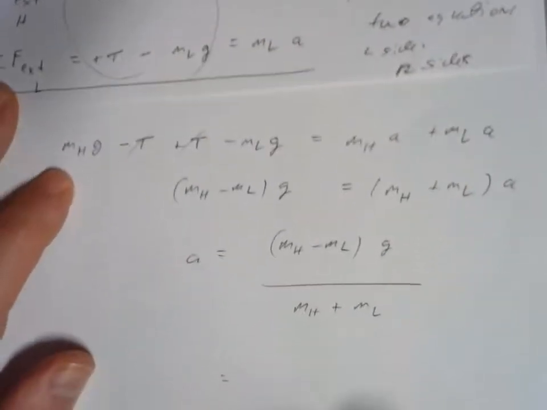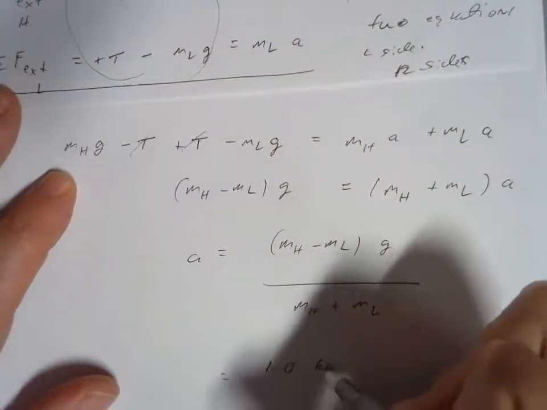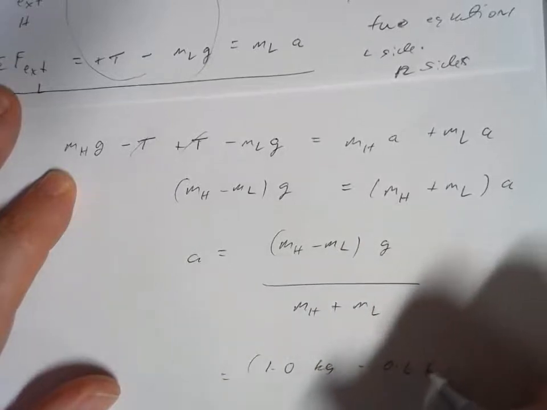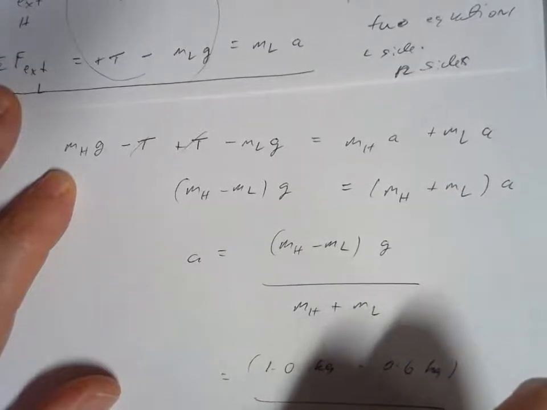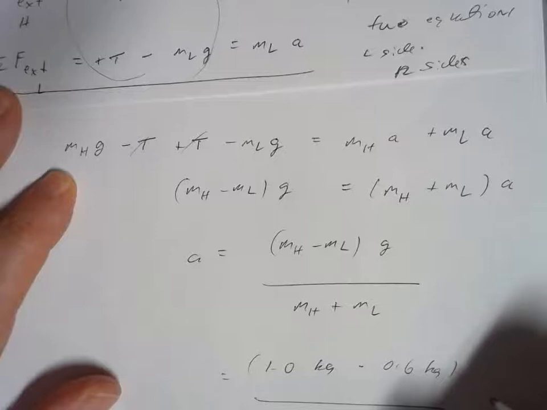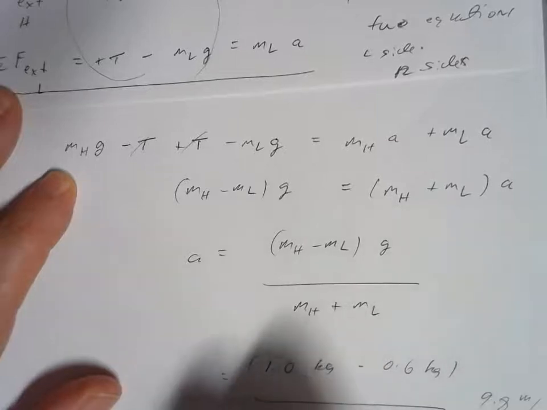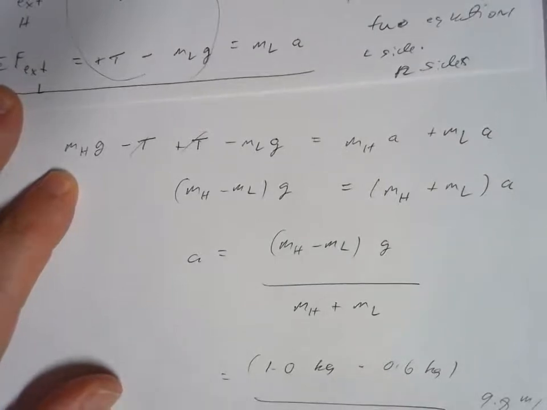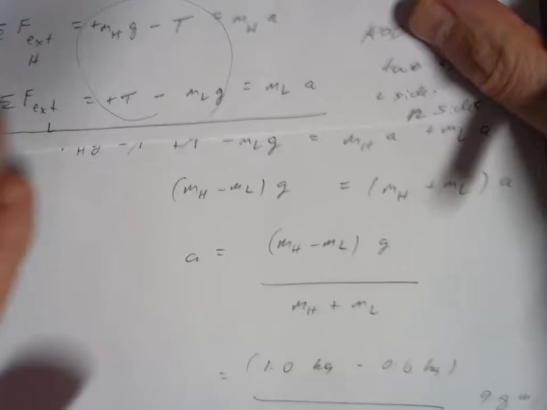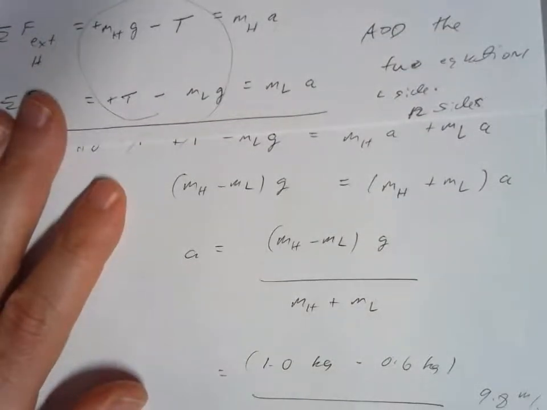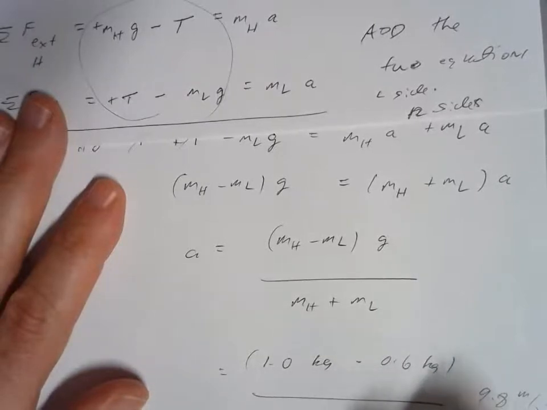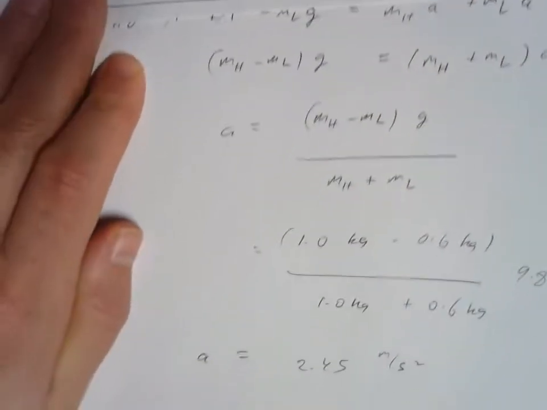Now we'll put in some numbers. mh, the heaviest one, is 1 kilogram mass. ml is 0.6 kilograms. All that times g, which we'll put 9.8 meters per second squared. Let's see. I'm going to estimate because I don't have my calculator. That is 0.4 kilograms over 1.6. 0.4 over 1.6 is 1/4, and 1/4 of 9.8 is 2.45 meters per second squared. I think I did that right. So that is our acceleration.